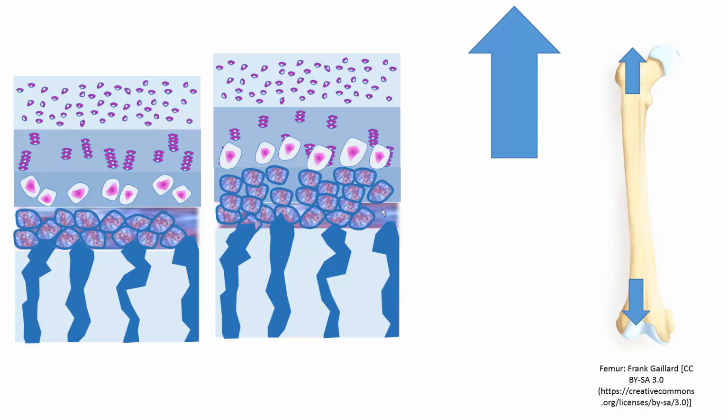So I hope that helped make some sense out of how those layers in the epiphyseal growth plate contribute to bone growth and why bone is growing in the direction it's growing.